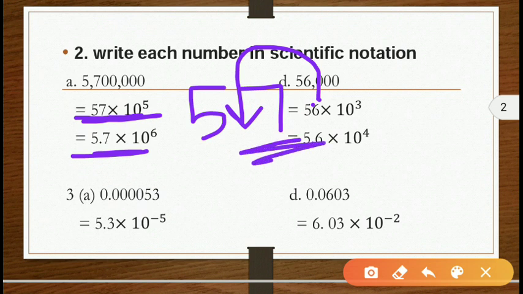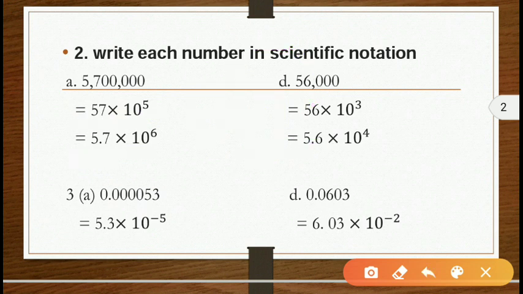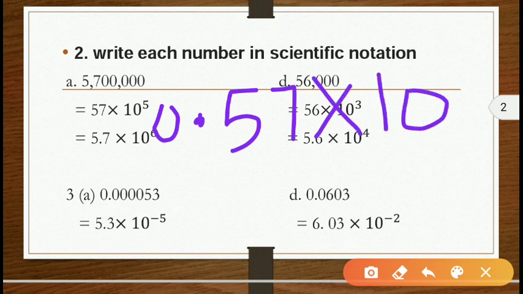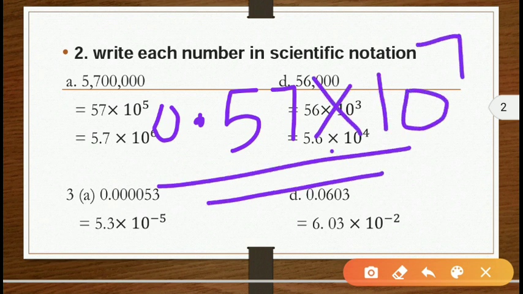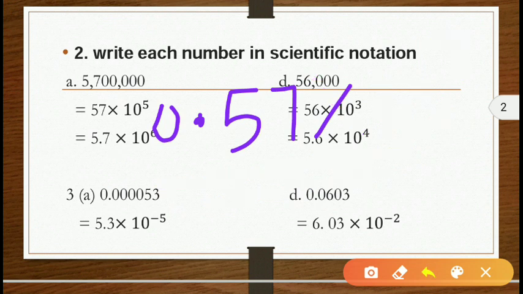You have crossed only one digit, that's why it is written 10 to the power 6. You can also write your question like this, 0.57. If you want to write your answer in this way, how many digits have you crossed? You have crossed 2 digits, so the answer will be 10 to the power 7. But both are the same, only the writing methods are different.